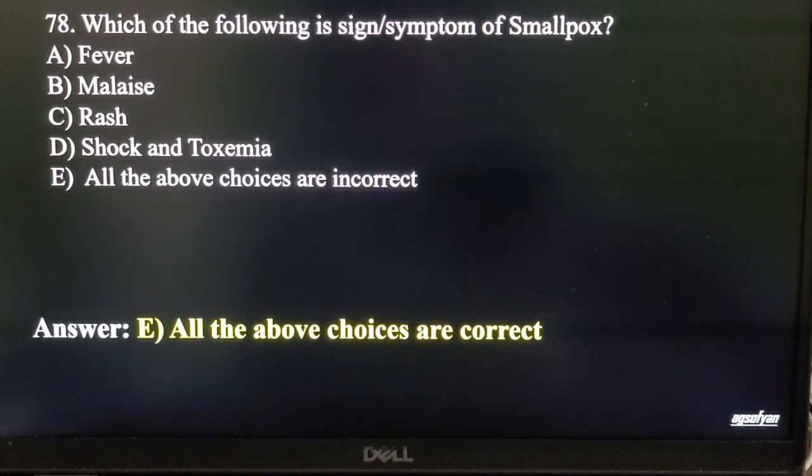So smallpox can cause the above signs and symptoms: fever, malaise, rash, shock, and toxemia. And again, 80% of people infected by smallpox will die. The mortality rate is about 80%, so it's a very high mortality rate. But the good thing is that smallpox has been eradicated by the worldwide vaccination effort by the World Health Organization, WHO.